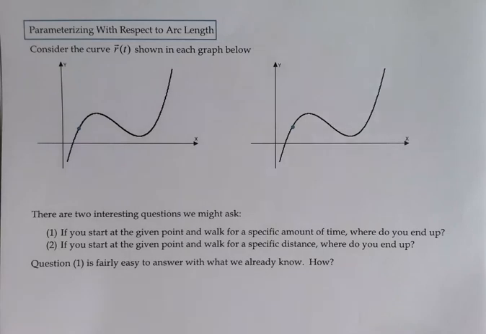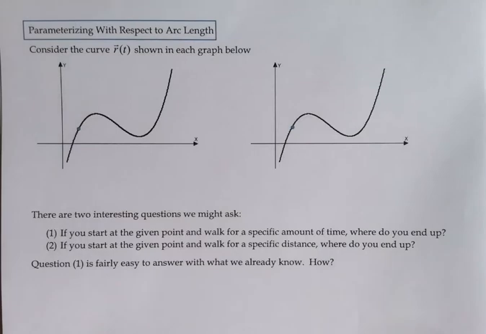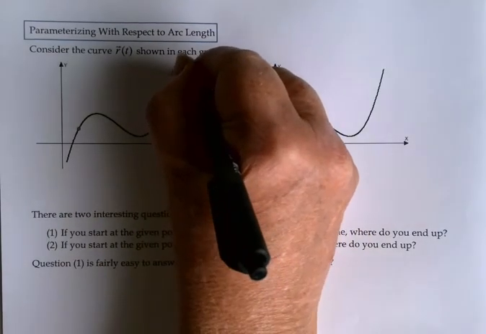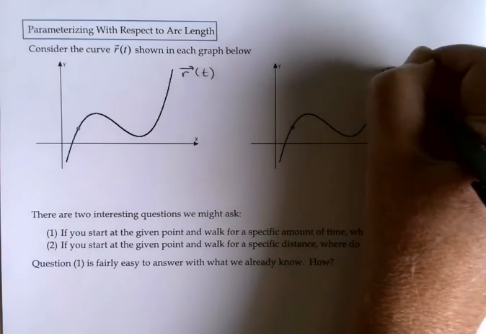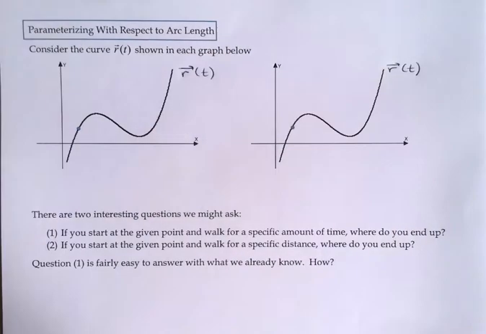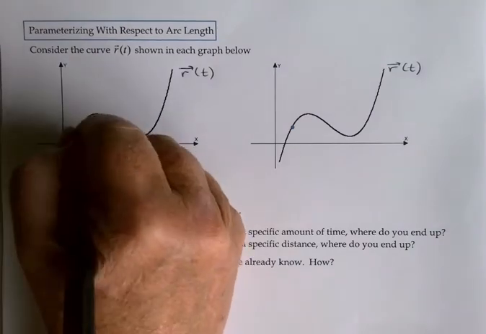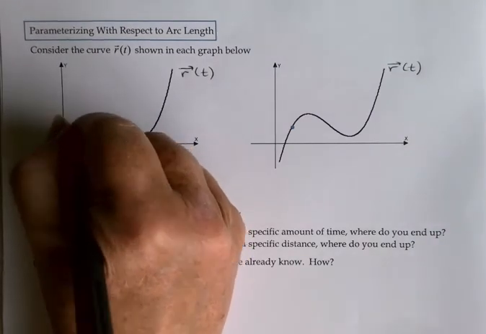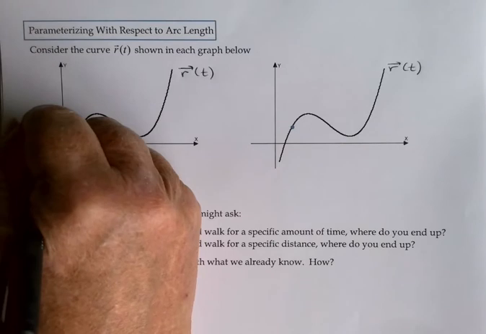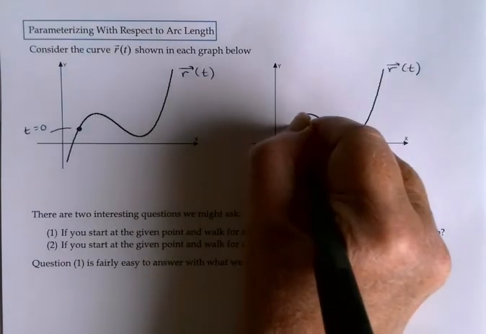This is section 11.8, part 2, and we're going to be looking at parameterizing with respect to arc length. In order to understand what we mean by this, let's consider two interesting questions that we might ask about a graph like this. If this is our curve r of t, in both situations, and we have some starting point, so let's just assume that this point corresponds to t equals 0, again on both graphs.